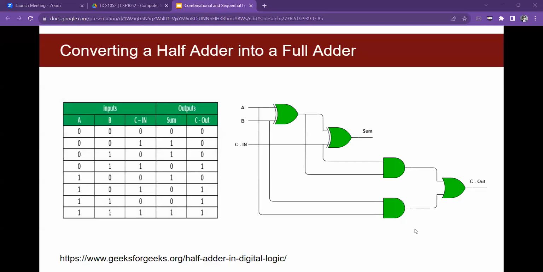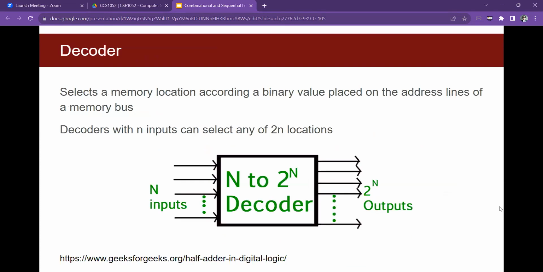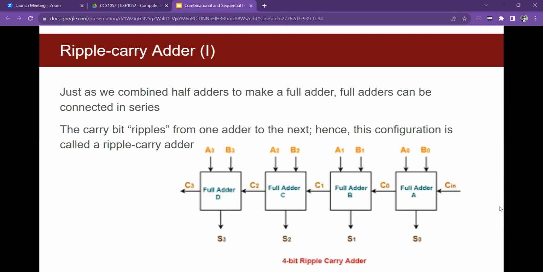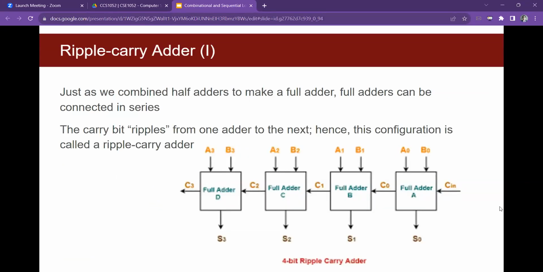So this is the full adder, and we just now created the ripple carry adder. This is 4-bit, so that means we can add 4-bit binary values by using this adder circuit. And you can even replace the initial half adder with a full adder as well. In that case, the Cin will always be 0.